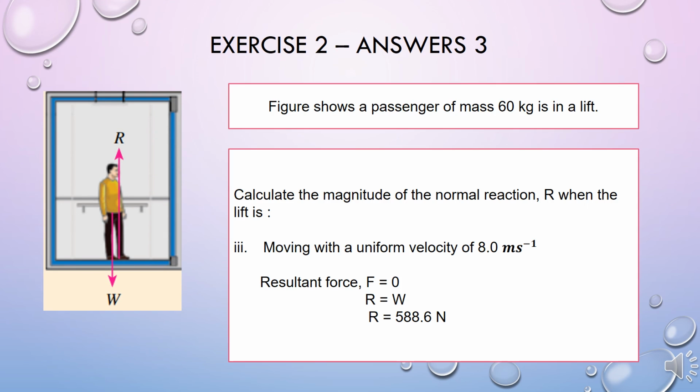Okay, this is the answer for question number 3. Calculate the normal reaction R when the lift is moving with a uniform velocity of 8.0 meters per second. When moving with uniform velocity, the resultant force is equal to 0. This gives the formula normal reaction R equal to the weight of the passenger. So, you will get the value of R is 588.6 Newton.